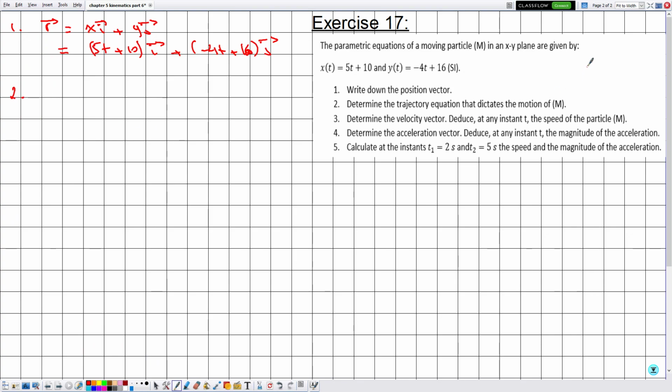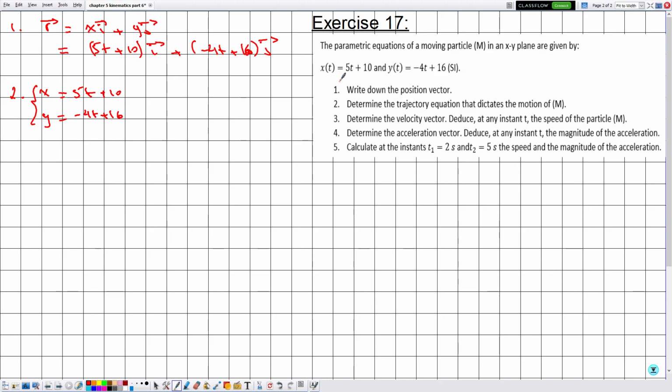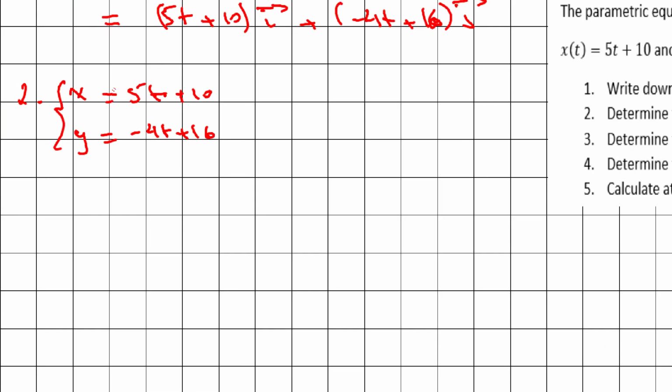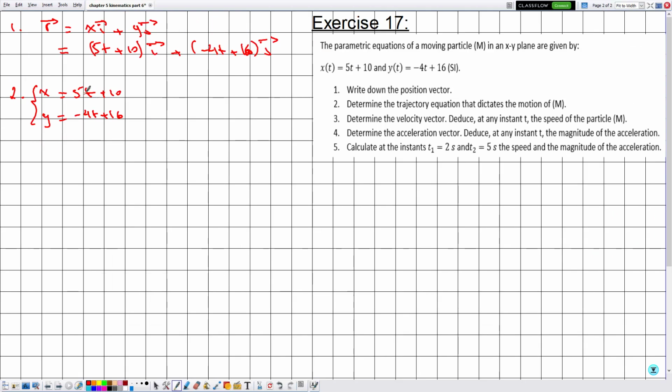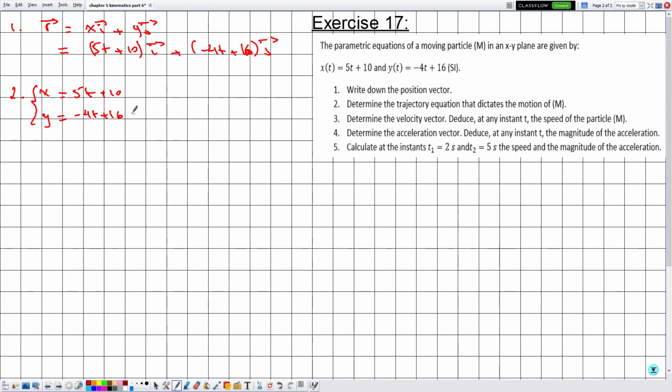Now as for number 2, they are telling me to determine the trajectory equation that dictates the motion of M. So x is equal to 5t plus tan, y is equal to minus 4t plus 16, and the trajectory equation is an equation that relates x and y and is independent of time. So we need to eliminate time, and this can be done by considering the linear term. Since x and y are linear in time, we can consider either x or y. So let's for example consider y. In this case, t is equal to (y plus 4) divided by 16.